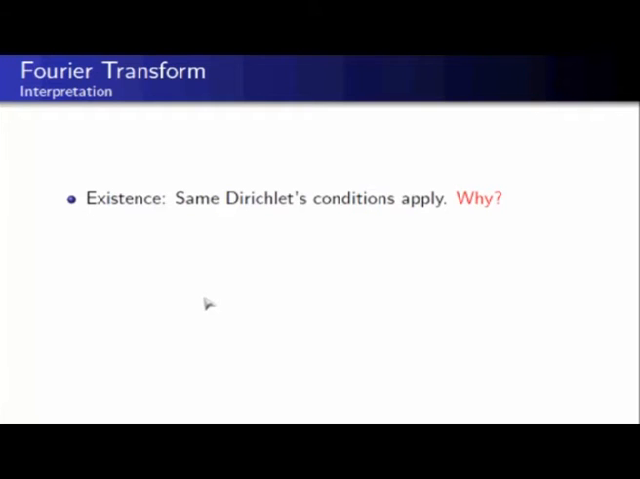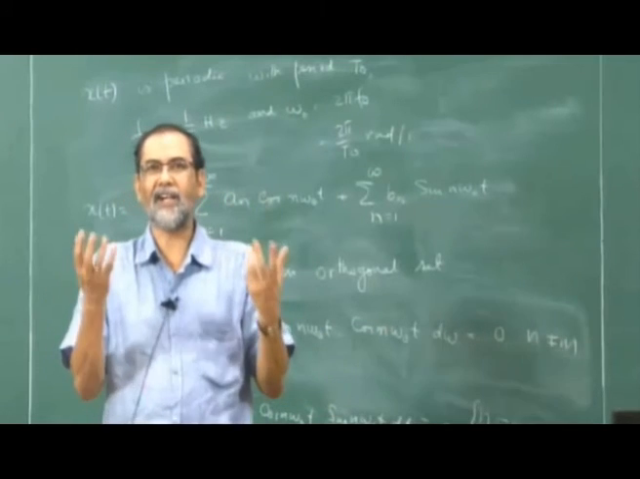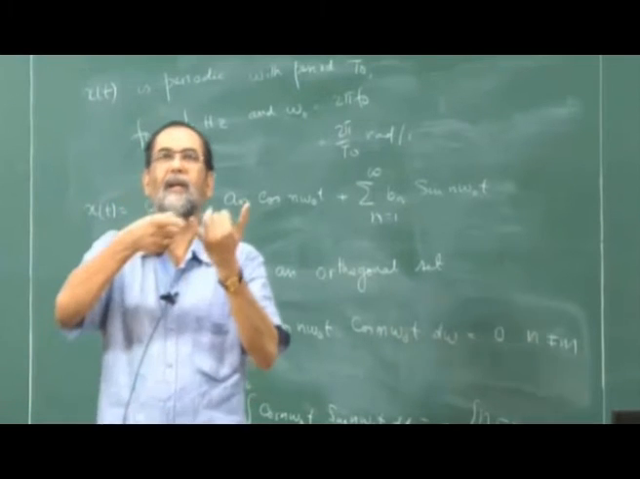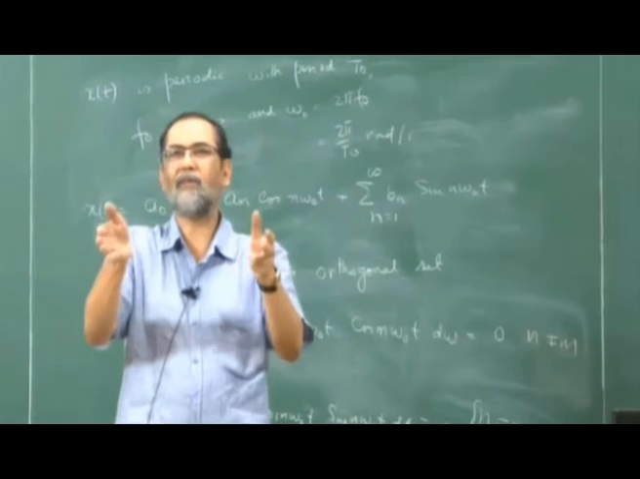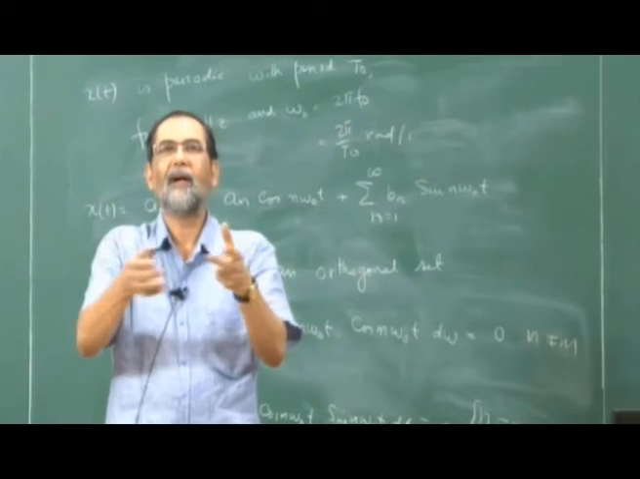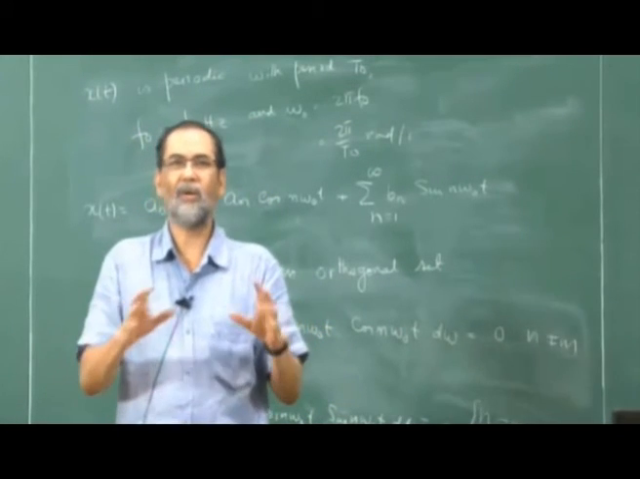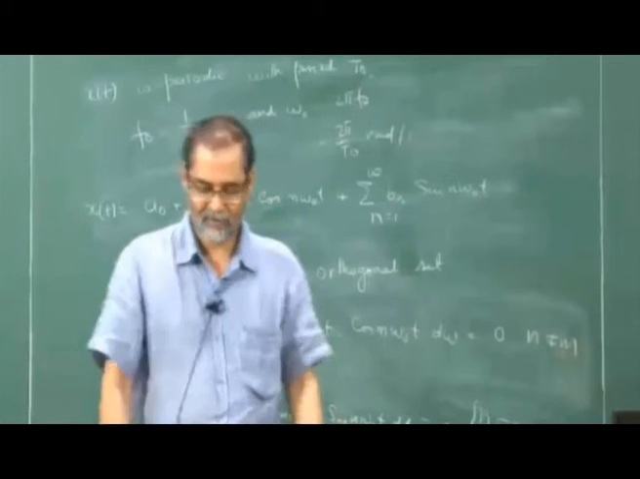The way we derived the Fourier transform is first making a signal periodic, then applying the Fourier series, and the Fourier series exists for any signal that satisfies Dirichlet conditions. So the same Dirichlet conditions apply. The signal has to be an energy signal. The signal should have only a finite number of maxima and minima. The signal should have only a finite number of discontinuities. Those three conditions apply, and if they apply, then the Fourier transform exists.